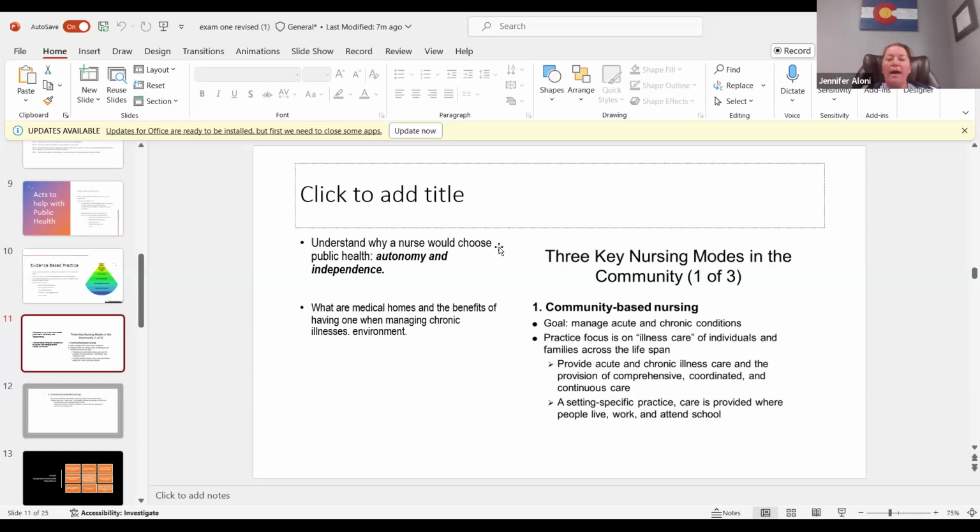Understand why a nurse would choose public health. Public health has a lot of autonomy and a lot of independence, meaning you can do it on your own. You can go to people's houses. You can go out in the community. You can do vaccine clinics, all this kind of community stuff. You're going to have a lot of autonomy and independence.